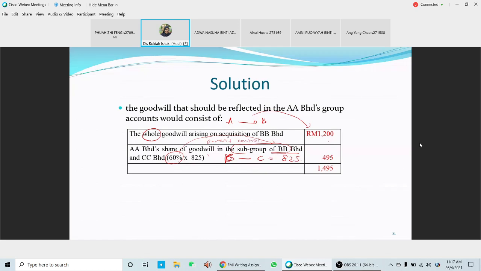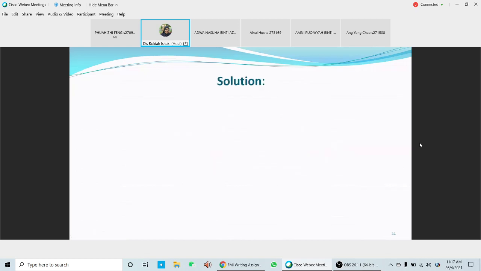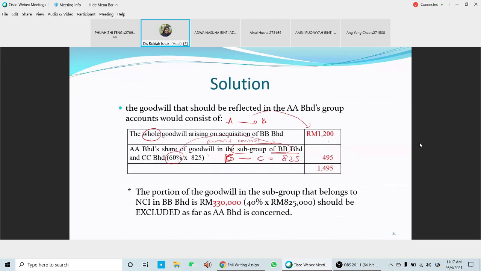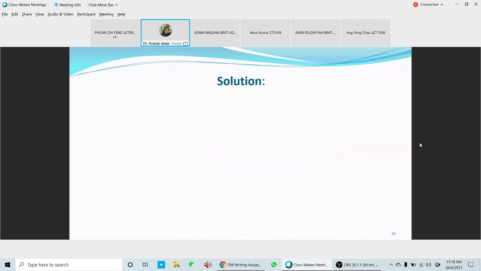So the amount of goodwill that the parent is entitled to is only 495, from the 825. This is what you have. The portion of goodwill in the subgroup that belongs to NCI is 330. You get that 330 from 40% times 825, which should be excluded as far as A is concerned. So we need to exclude the 40%, 330. This one should be debit.